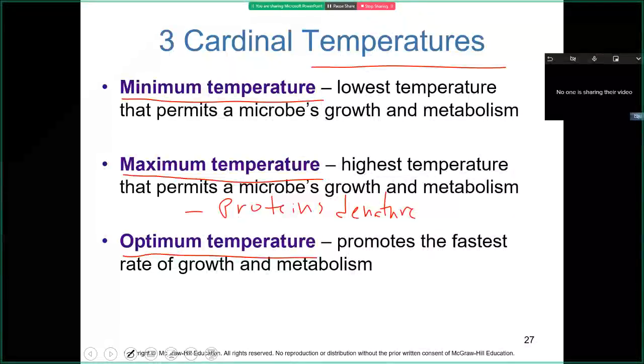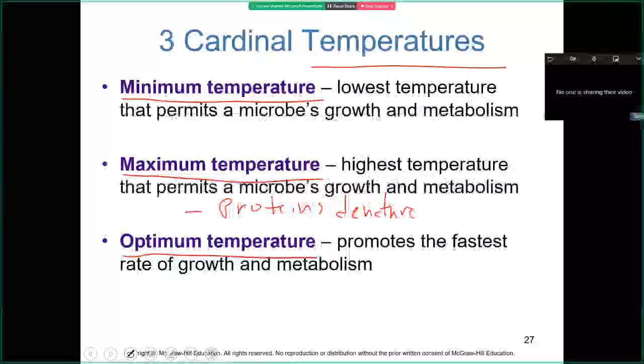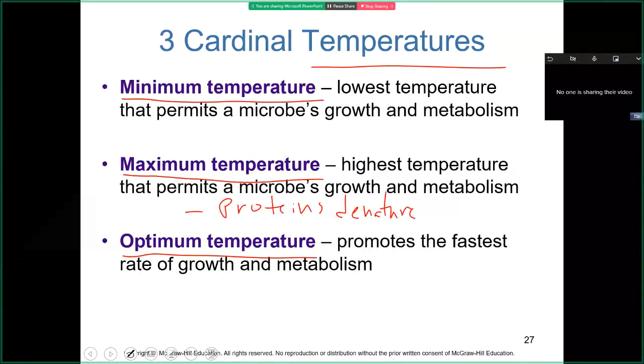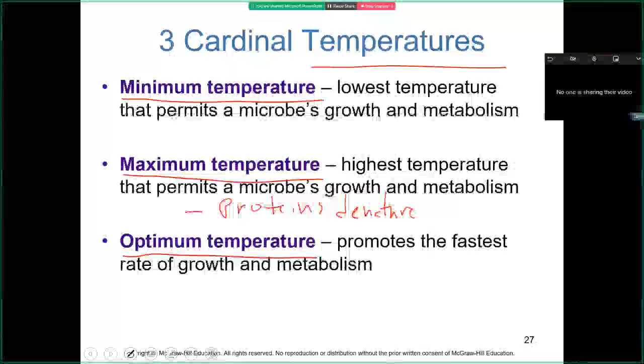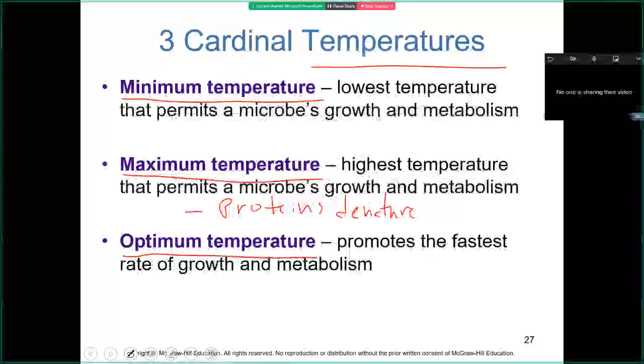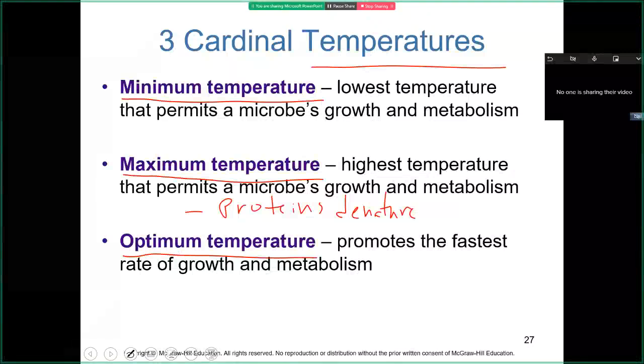Minimum temperatures, real cold temperatures, don't destroy proteins. They don't destroy enzymes. What they do instead is they just slow down chemical reactions. That's why minimum temperatures are effective. They slow down the kinetic activity of molecules. Maximum temperatures are maximal and effective because they denature proteins. They destroy proteins.